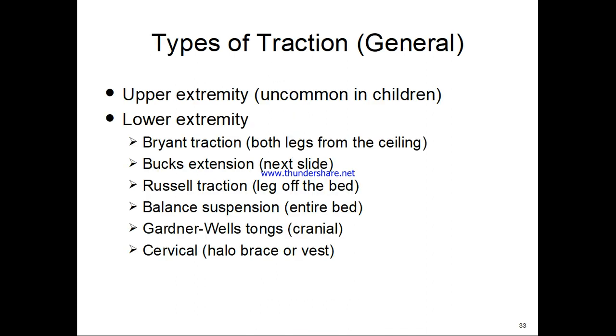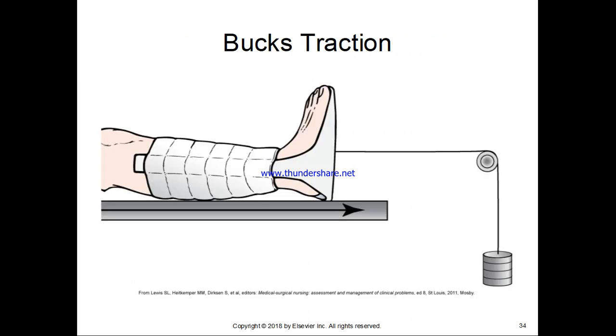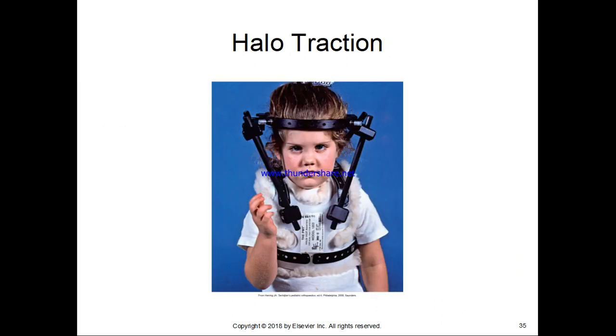A couple different types of traction are Bryant traction, where both legs are hanging from the ceiling; Buck's traction, which I have a photo of here, for the femur, legs off the bed; Russell traction, balance suspension involving the entire bed; Gardner-Wells tongs, which is a type of cranial traction; and then cervical traction in the form of a halo brace or vest. So here's Buck's traction. Here's what that looks like. This device is applied and weighted so that it is pulling.